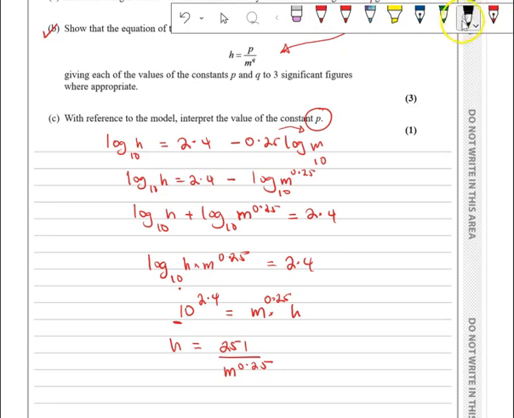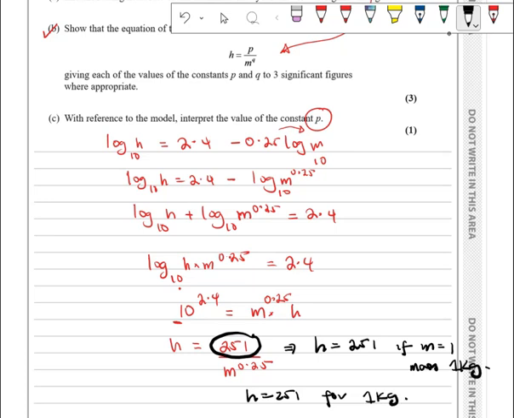The last part, part C, they're asking us to interpret the value of P. The value of P we are talking about here is the 251. You can see H is equal to 251 if you put your m as equal to 1. That means the mass is 1 kg. So 251 is the heartbeat for a mammal of 1 kilogram. And that's the interpretation for the value of P, the 251. That's your part C.